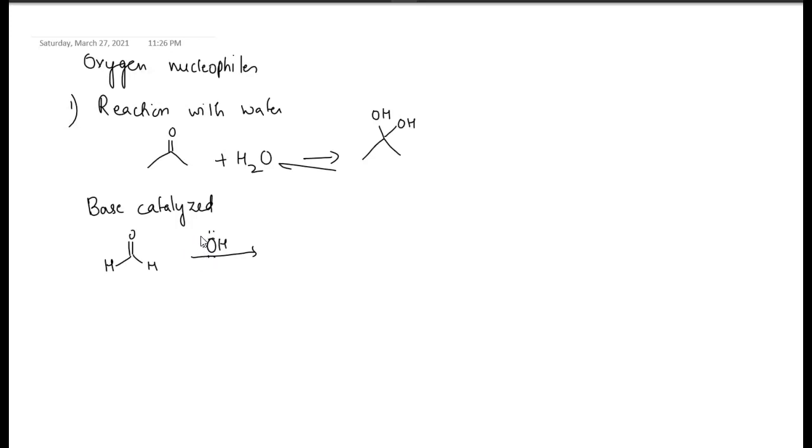This is functioning as a nucleophile. Put a negative charge. It's going to attack at the carbon atom, pushing the electrons over here. We get the tetrahedral intermediate. Okay, tetrahedral intermediate.